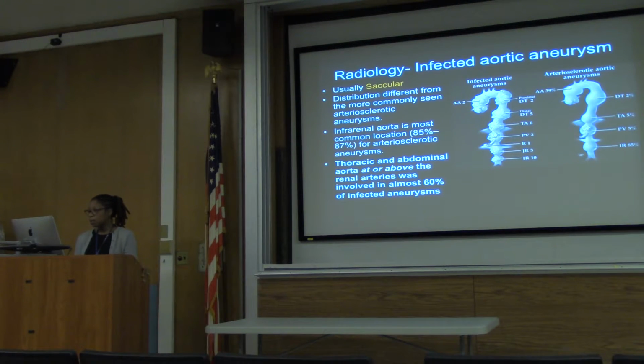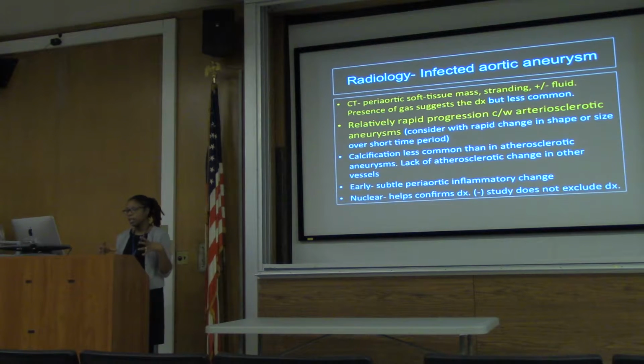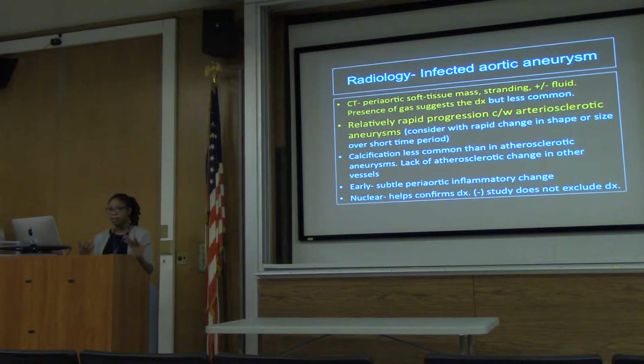But in general, if you have a rapidly progressive enlargement of the aortic aneurysm, you should consider that it could be infected, because the atherosclerotic aneurysms do not enlarge rapidly, and certainly not at the same rate as the infected aortic aneurysms. Now, gas is nice if you see it, but you don't always see it. That's really not something that we see commonly.